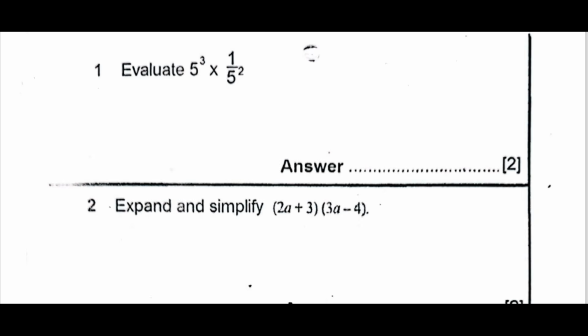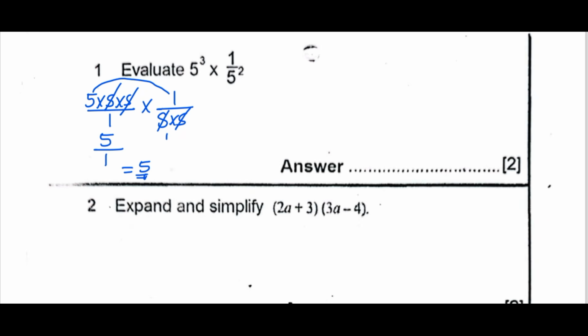So there are so many ways in which we can evaluate this question. Let's look at the first one. Since we have power 3, we'll say 5 times 5 times 5, 3 times. Then this is the same as 1 over 5 squared, which is 5 multiplied by 5. So we can cancel this 5, and we cancel this one also. Now we can multiply 5 times 1 to give us 5 over the remaining 1. 1 times 1 is 1, and 5 over 1 gives us 5.